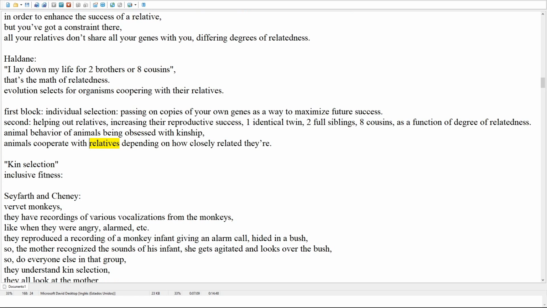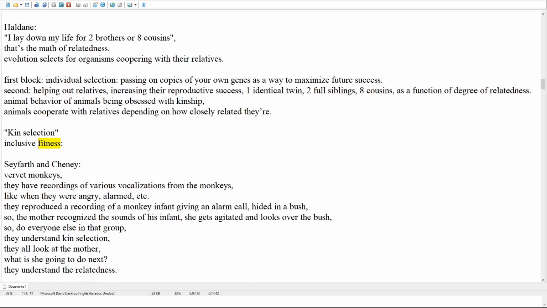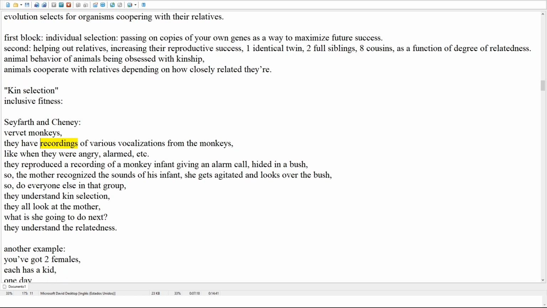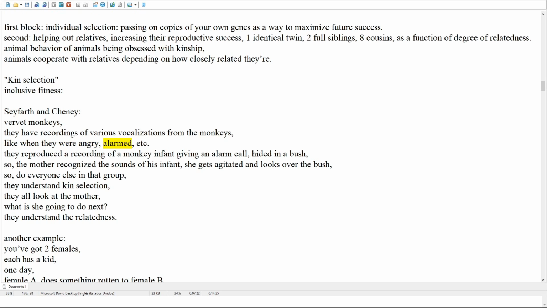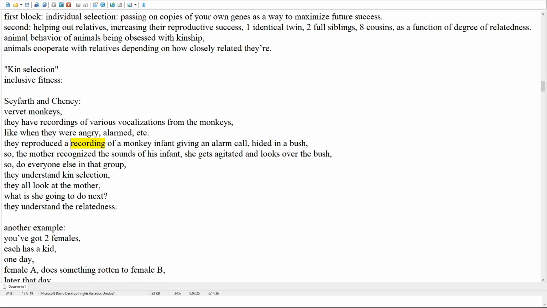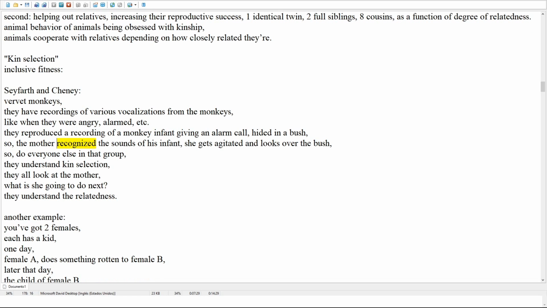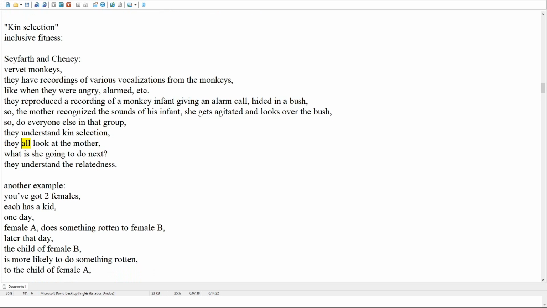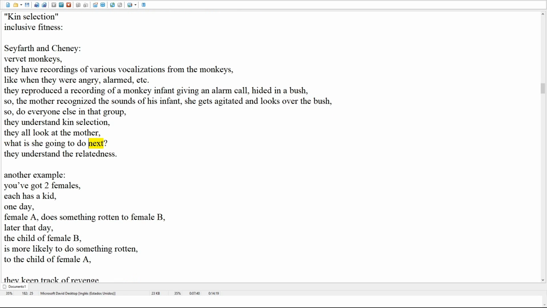Animals cooperate with relatives depending on how closely related they are. Kin selection. Inclusive fitness. Seyfarth and Cheney: vervet monkeys. They have recordings of various vocalizations from the monkeys, like when they were angry, alarmed, etc. They played a recording of a monkey infant giving an alarm call, hidden in a bush. So, the mother recognized the sounds of her infant, she gets agitated and looks over the bush. So does everyone else in that group. They understand kin selection. They all look at the mother. What is she going to do next?